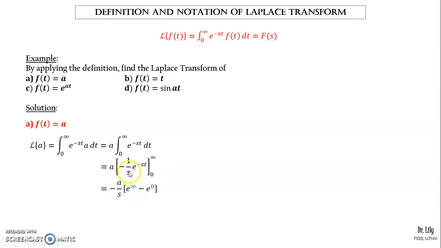Okay, so S ni saya bawa keluar, so saya dapat negatif A over S. Okay, and then eksponen negatif ST ni, T saya ganti dengan infinite dengan 0. So, eksponen infinite, you akan dapat 0. Okay, eksponen 0, you akan dapat 1. Okay, so sini you akan dapat negatif 1 lah. Alright, so negatif 1 multiply dengan negatif, you akan dapat positif. So, jawapan dia last kali, you akan dapat A over S.